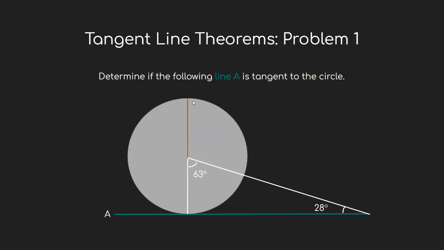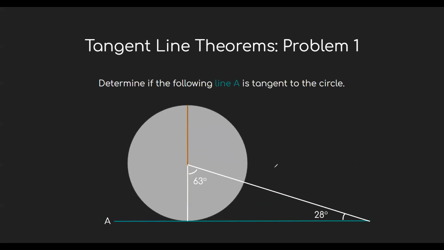So let's work on some problems. This first problem says determine if the following line A is tangent to the circle. So here is my tangent line, and I want you to try determining if it's tangent. You might need to think back on what the definition of a tangent line is, but I'll give you 1 or 2 minutes to try to figure this out.